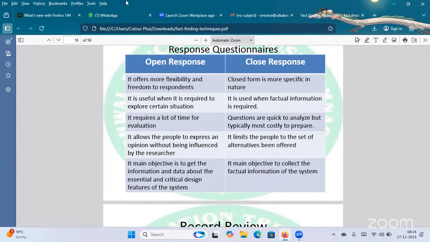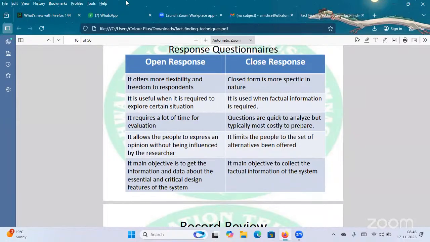But in case of open response questionnaire, it is very difficult to evaluate because some answers are beyond the boundary, beyond the environment. But in case of closed response, it is within the environment, within the boundary. Here, so that is about our response questionnaire.